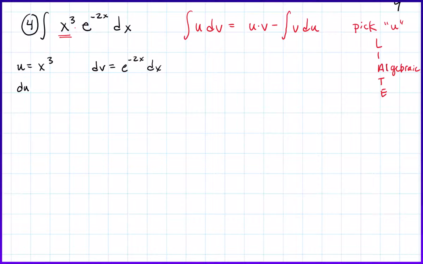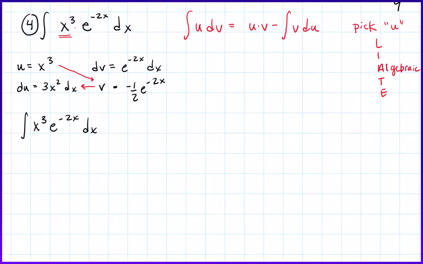Now, when I take the derivative, du becomes 3x squared dx, and when I integrate, v is going to become minus 1/2 e to the negative 2x. Now, we're going to go to the integration by parts formula, so we need u times v minus the integral of v du. So I'm going to come down here and rewrite my original integral, x cubed e to the negative 2x dx, and that's going to be equal to u times v, so that's a minus 1/2 x cubed e to the negative 2x minus the integral.